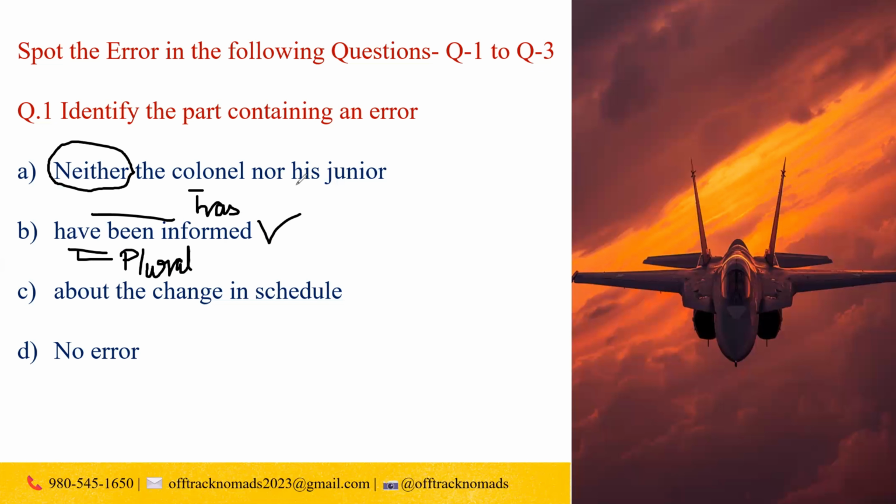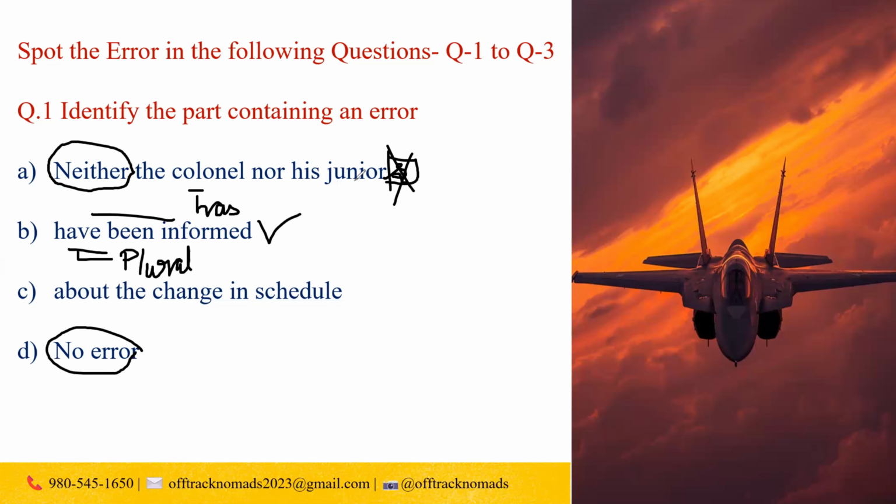The same sentence, if it is "neither the colonel nor his juniors have informed," then the answer will be no error. But here it is just "junior." Why is it "juniors"? Since neither means you're going to ignore one, either one.